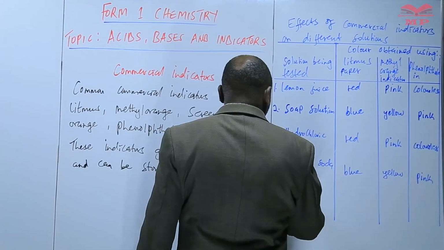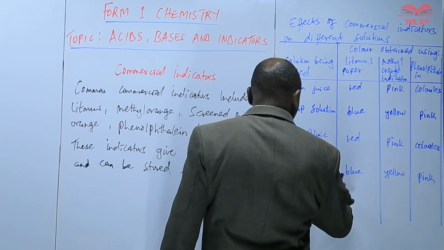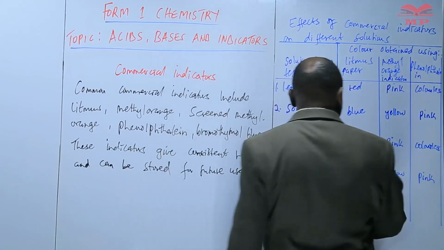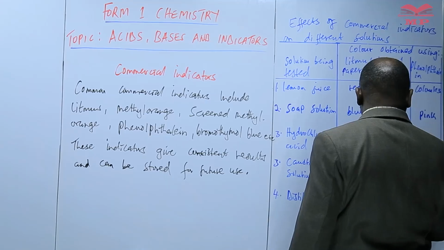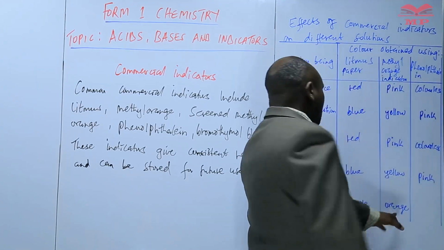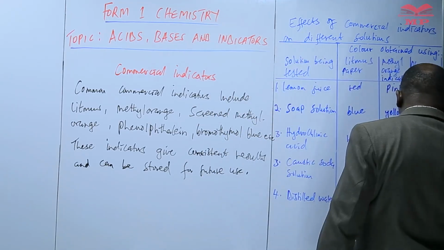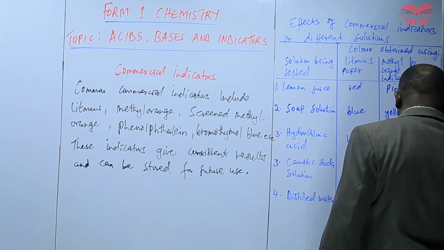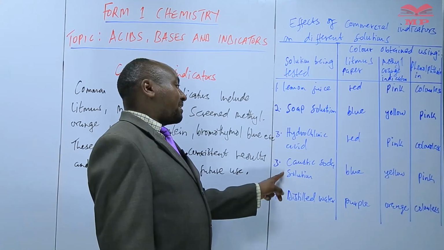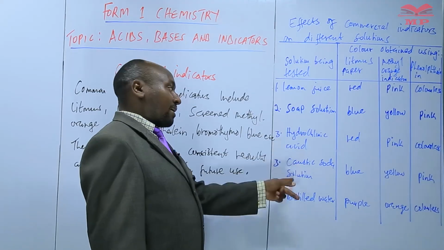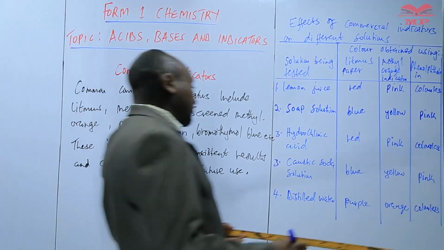If we take an example of distilled water, the litmus is purple, the methyl orange is orange. That means the color remains orange. Litmus, the color remains purple. Phenolphthalein, the color is colorless, it remains. So for distilled water, this is neutral. It's neither acidic nor basic. It's not behaving like the others. That shows that it has its own properties that are different.